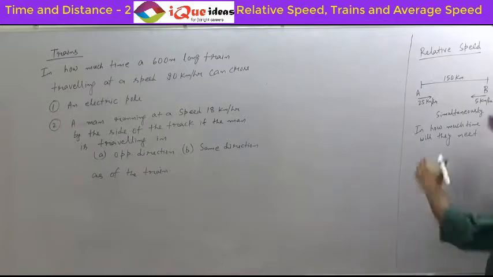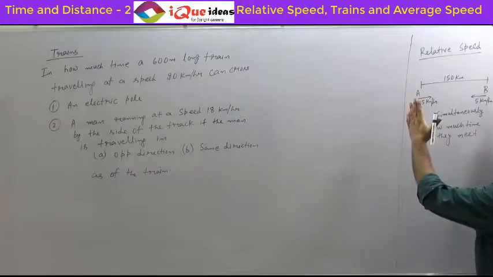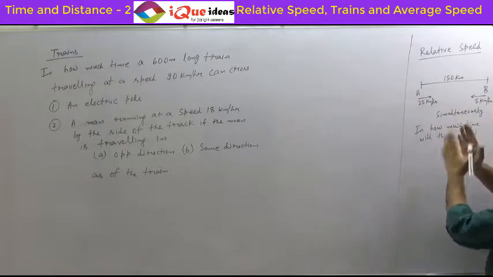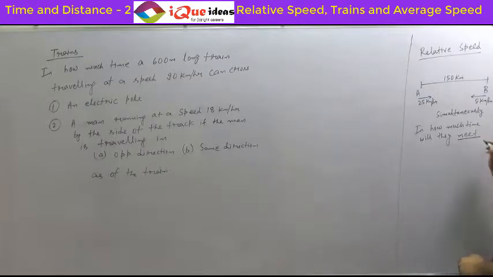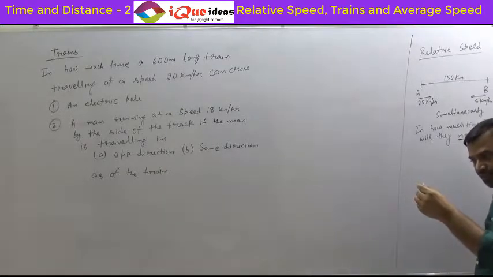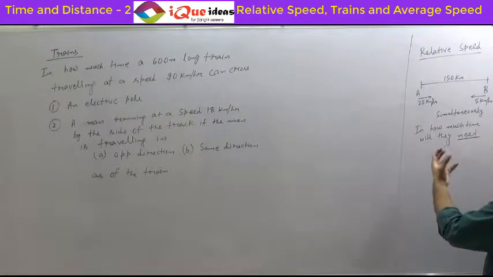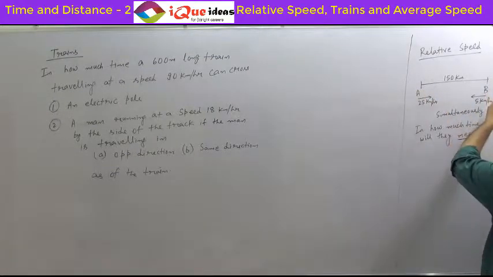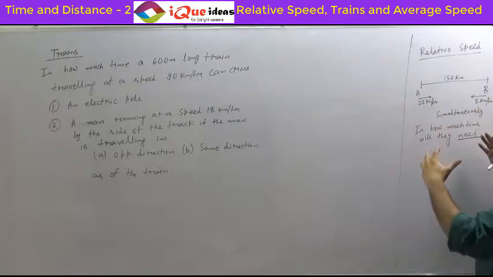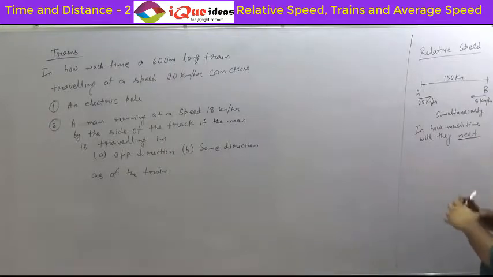Why did we add? Because both of them are working together to reduce the distance. What is the meaning of meeting? The meaning of meeting is they reduce the net distance to 0. If the distance becomes 0, they will meet. Now, to achieve the target, this person is trying, and this person is also trying. So both of them are trying, and their effort will get added.